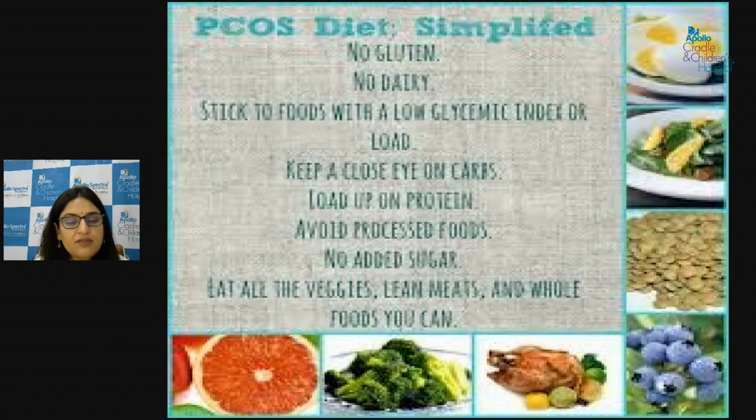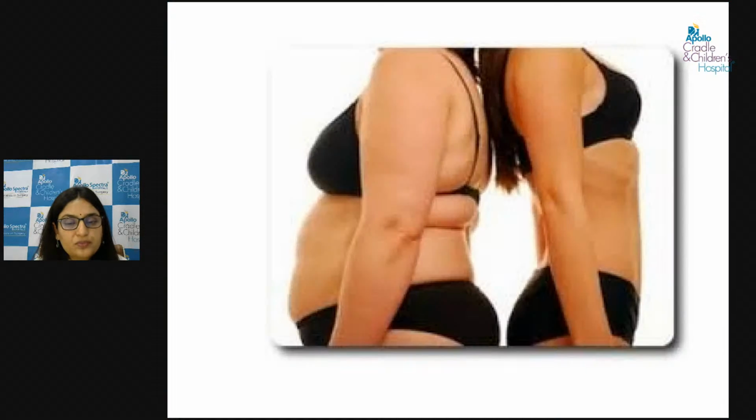This is in a nutshell about the diet you need, because nowadays people are very conscious about their diet and often take the help of a nutritionist. So in a nutshell, if you are a PCOD patient, you should know what to avoid and what you have to take. So you should know. This is a typical picture of two persons.